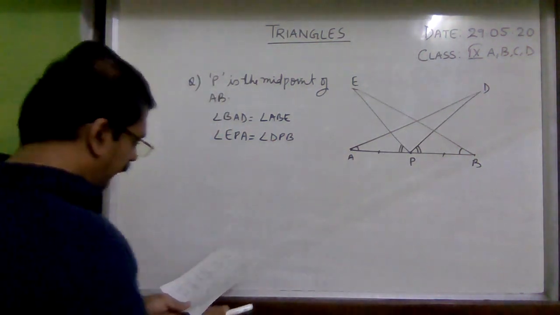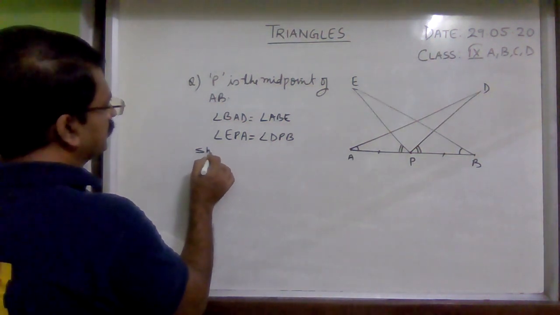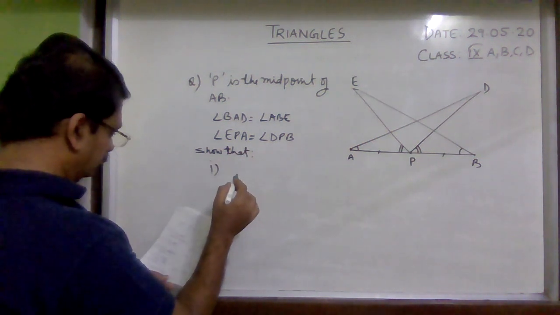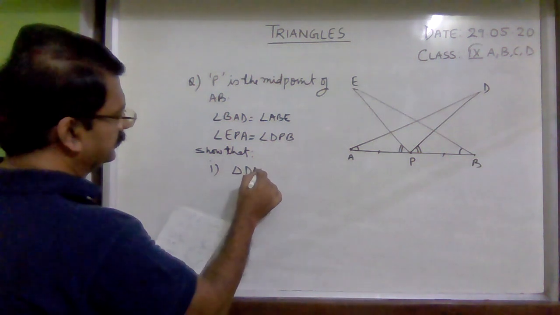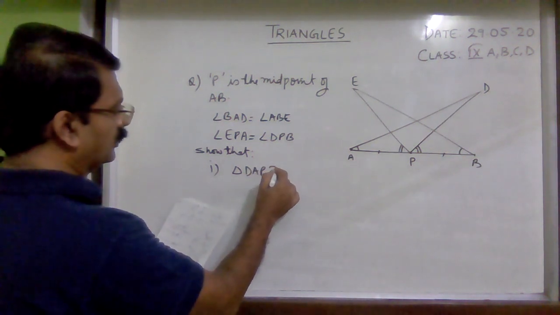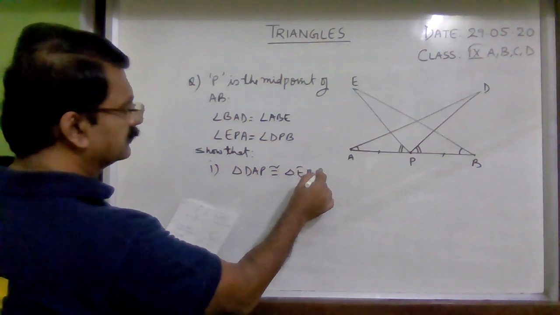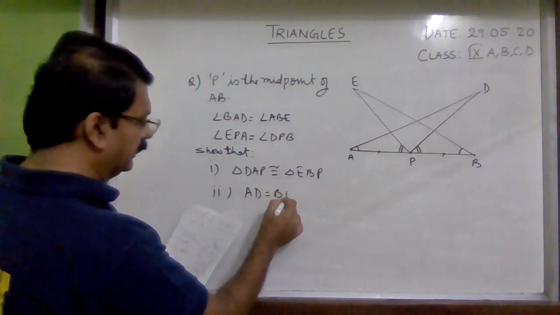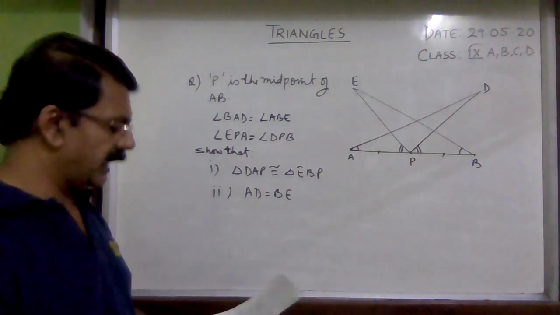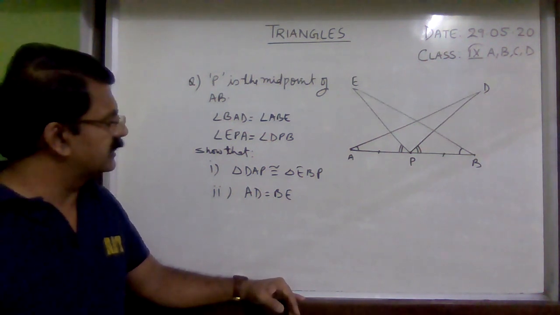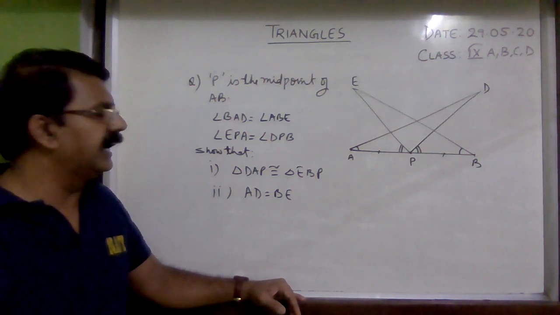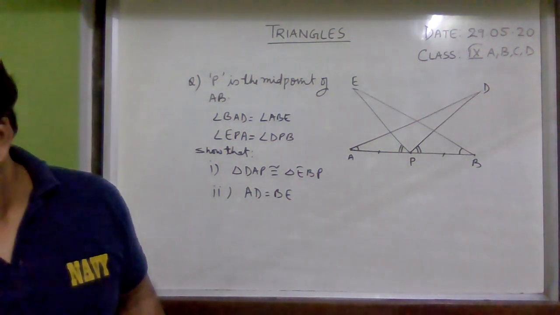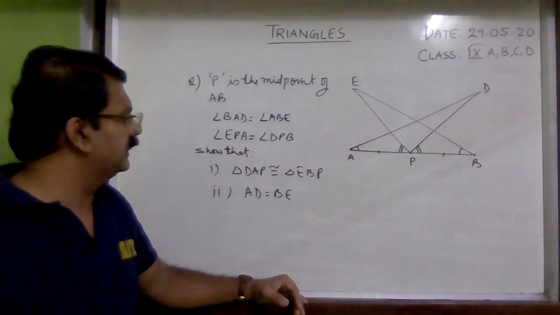These three things are given, and now show that, first part, triangle DAP is congruent to triangle EBP. Second part, AD is equal to BE. So you have to prove these two parts, that triangle DAP is congruent to triangle EBP and AD is equal to BE. So you have to prove these two.